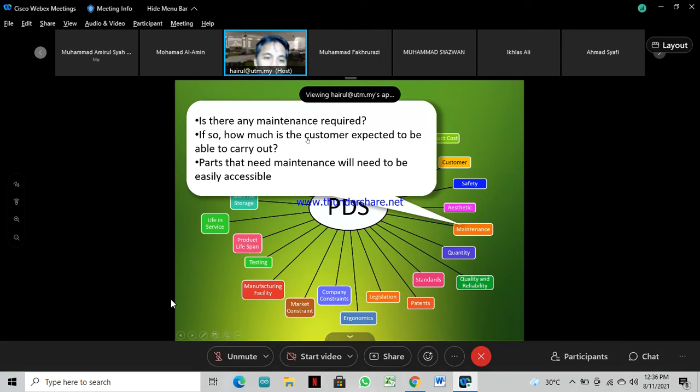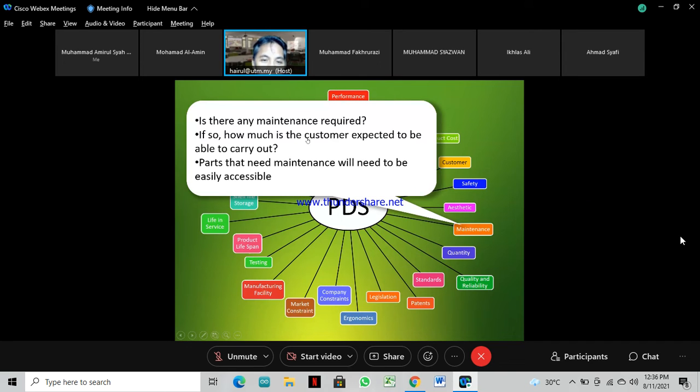Okay, it says, is there any maintenance required? For your machine, there must be maintenance, right? If there is maintenance, which parts do you think are easy to maintain? So make sure your components are, in writing, you can put a statement that the components in your system use a lot of components that can easily be replaced. Like that, you put the guideline statement.